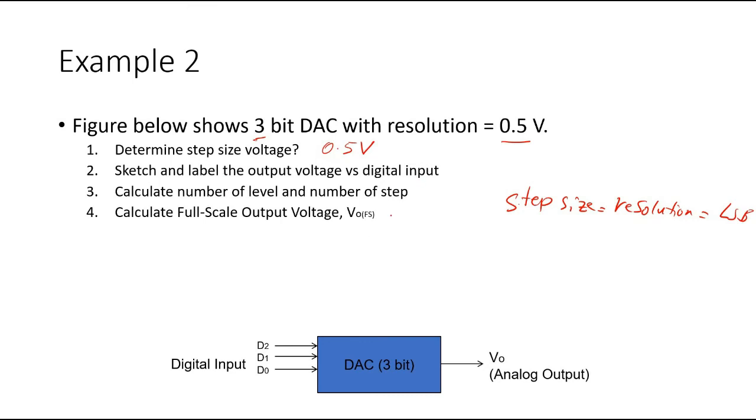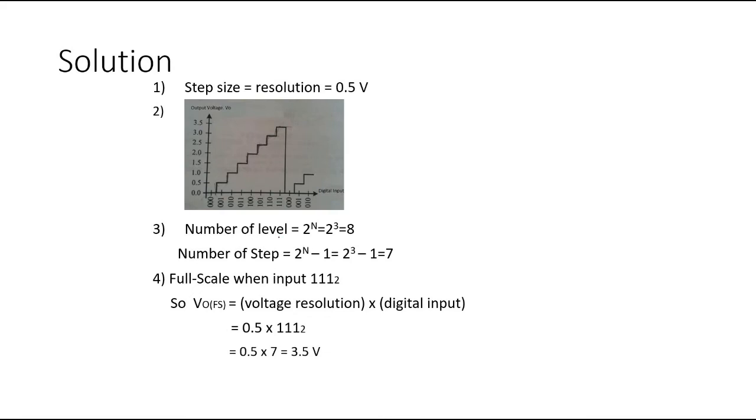Sketch and label the output voltage versus the digital inputs. So this we want to sketch is what we did before. Here is our V out. This is from 000 until 111 for our input because we have 3 bits, D0, D1 and D2. This is V out. So we can calculate the solution. Look at the solution here, we have 000 and 111. So we can calculate the maximum here.